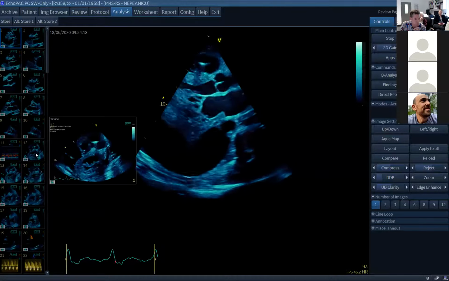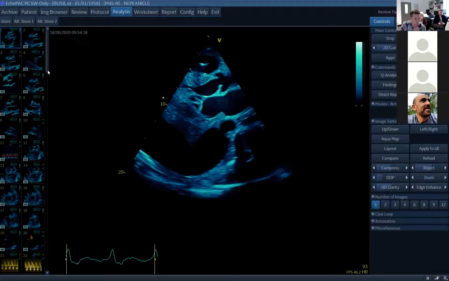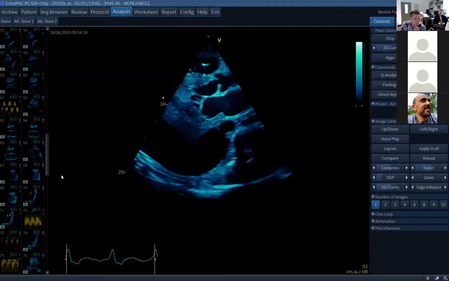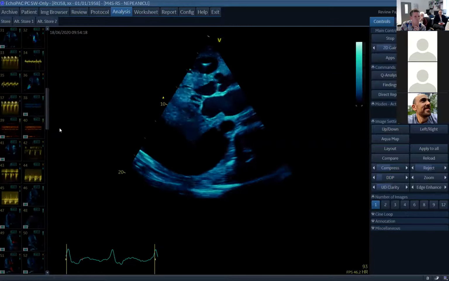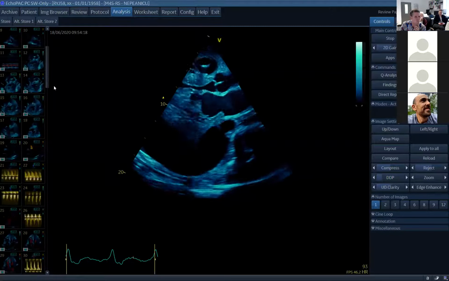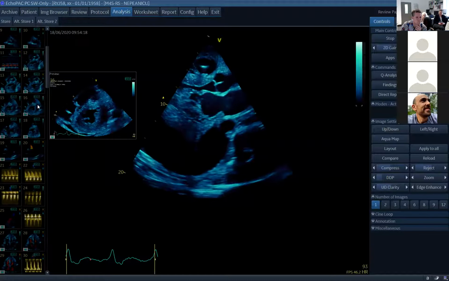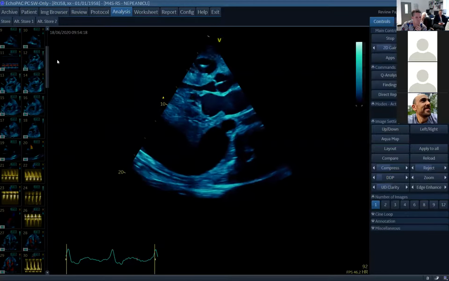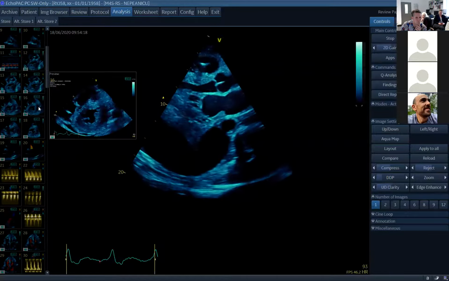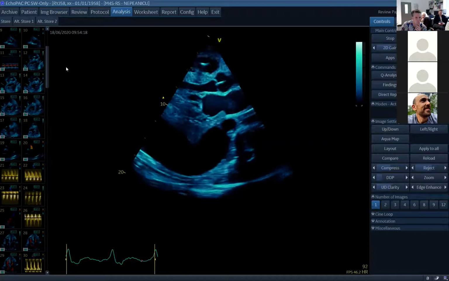The mitral valve isn't opening very much. Both the interventricular septum and the posterior wall and the papillary muscle look quite thickened. The walls are kissing. You'd have to be very concerned about LVOT obstruction. That's probably as much as I can say on this one.